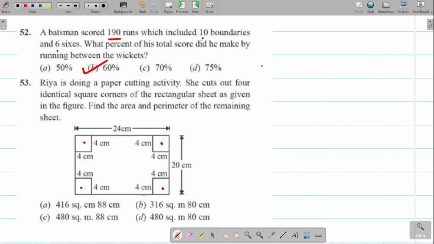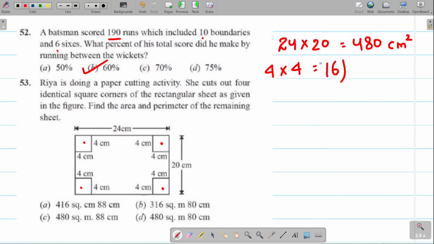So what is the total area? The total area is 24 into 20, so it is 480 centimeter square. Now we will find the area of one square. The area of one square is 4 into 4, so 16. There are 4 such squares, so we will multiply this by 4, so 64.